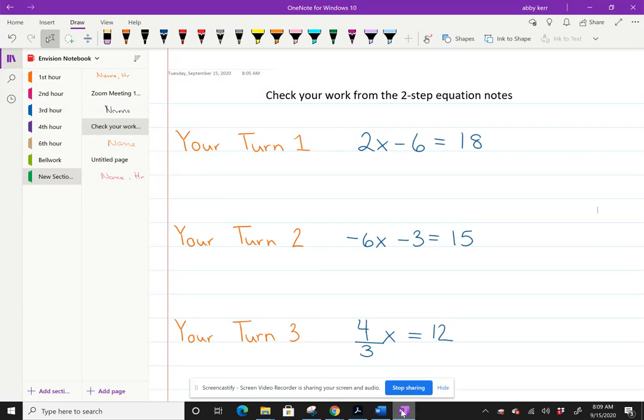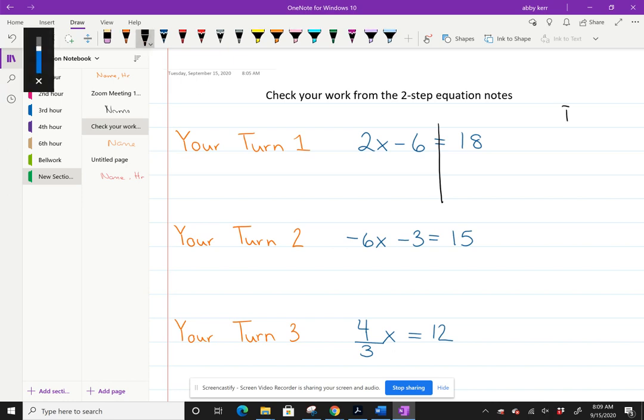On September 14th, we took two-step equation notes and I asked you to do your turns. So here are the answers and the work that needs to be shown for your turn. If you did get a problem wrong, it's highly suggested that you go back to those notes in your folder to correct them. So you want to put a line down the equal sign, and then whatever you do to the left side, you want to do to the right.